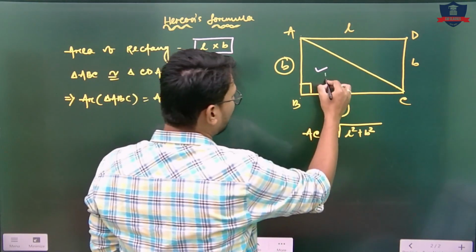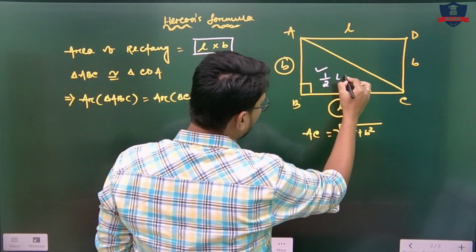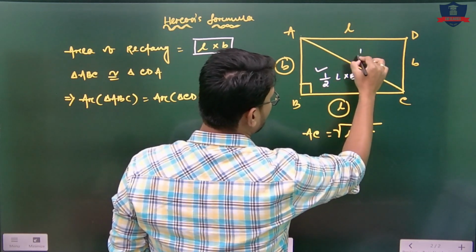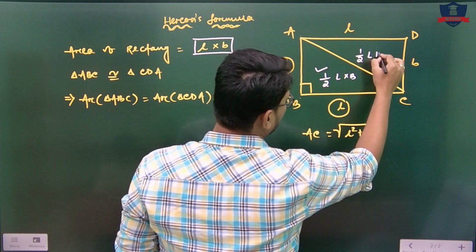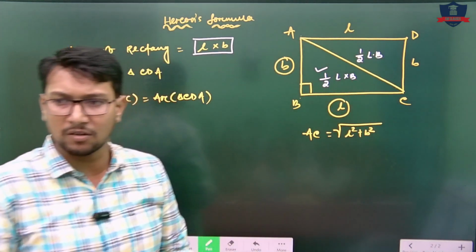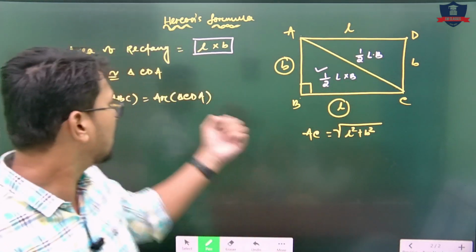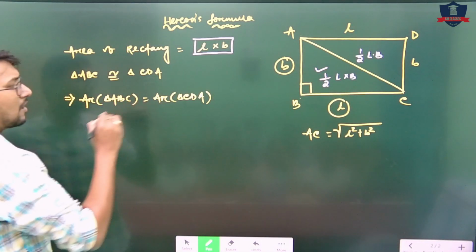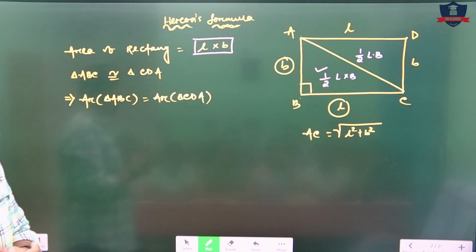Half into length into breadth. This is also half into length into breadth. Check karo. While adding half plus half, will it be 1 or not? So in this way, the area of the triangle has been derived.